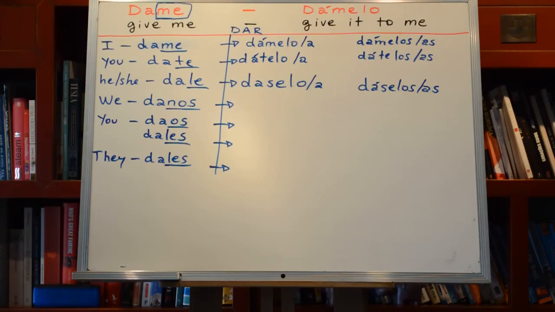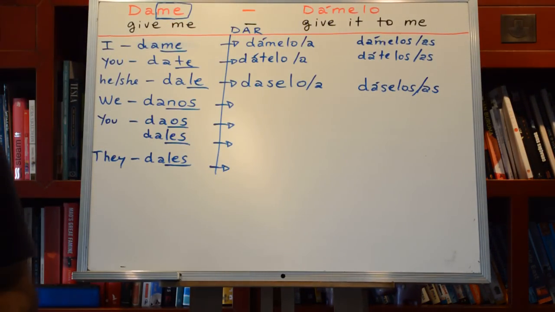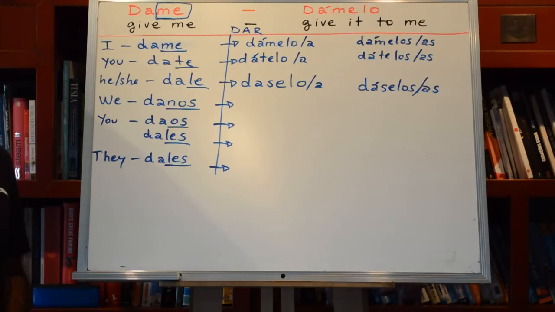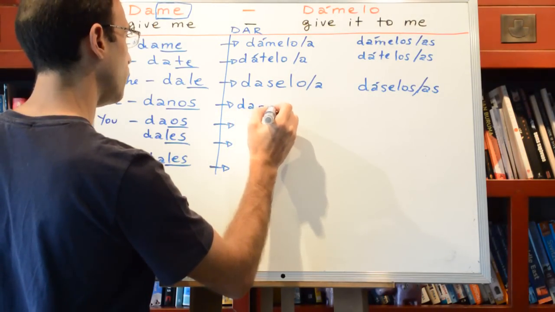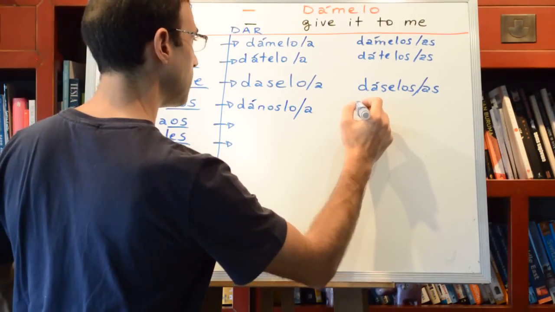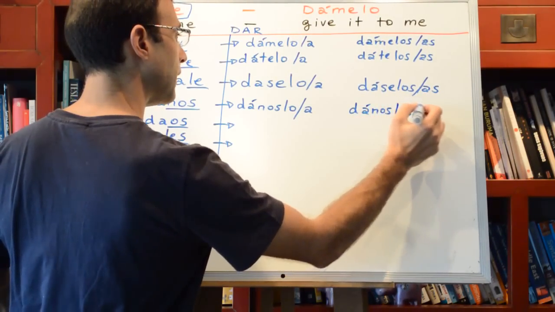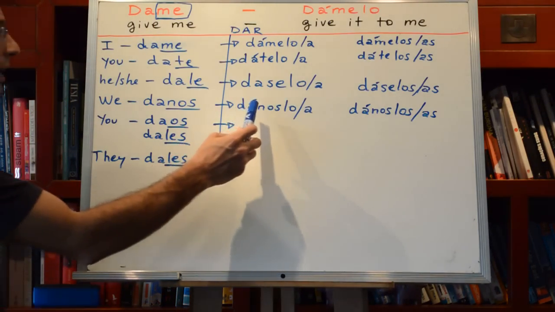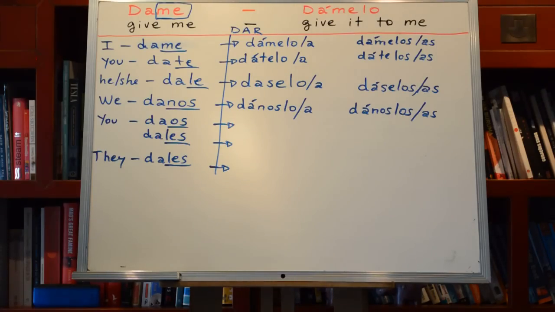Dáselos, dáselas. Okay? To give it to him or give them to him. Now, give it to us or give them to us would be dánoslo, or dánosla for feminine, and for the plural, dánoslos, dánoslas, right?